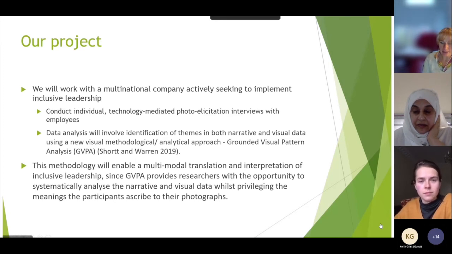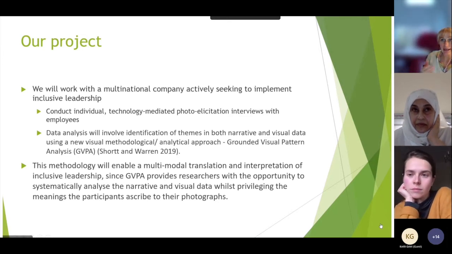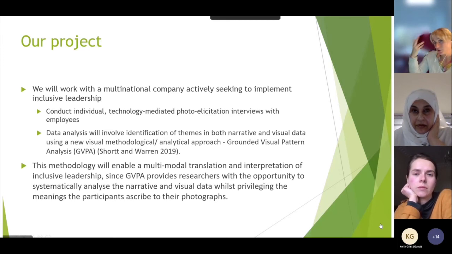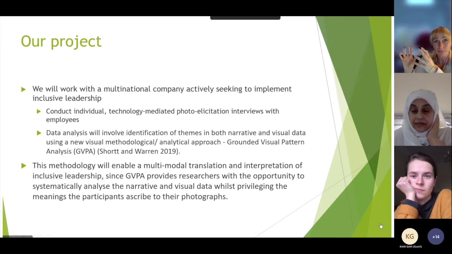There will be a more discursive analysis, so looking at the meanings that are being created within the conversation between researcher and individual, which again are multi-level, because the participant will have made or chosen a particular photograph that may have at that point in time carried meaning. When they then come together and have a conversation with a researcher, that through the dialogue is going to continue to shape the meaning, and we're looking at that.